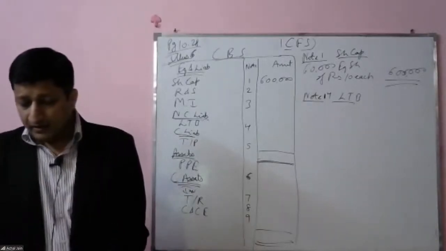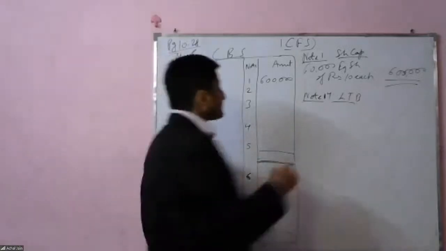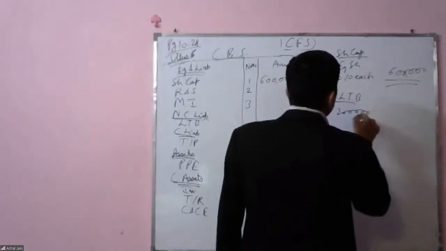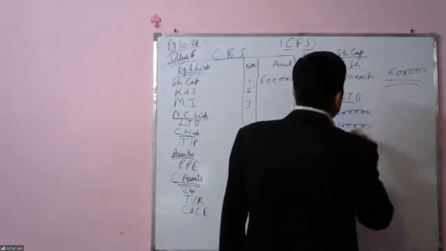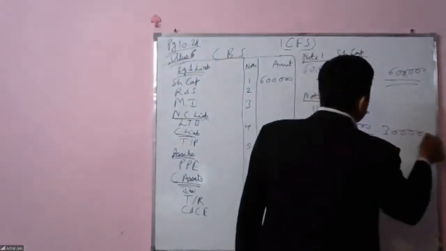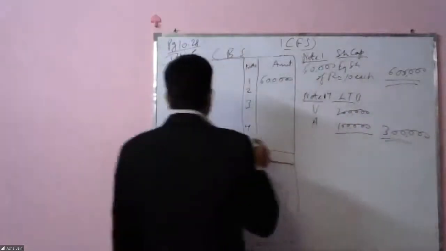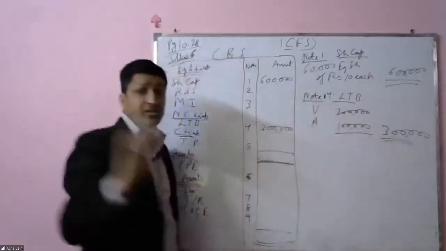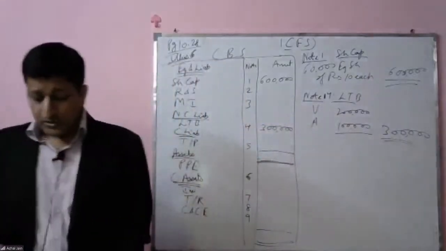₹2 lakh and 1 lakh. So this becomes 3 lakh. So 3 lakh is what we put over here, because there is no adjustment in the long-term borrowings.